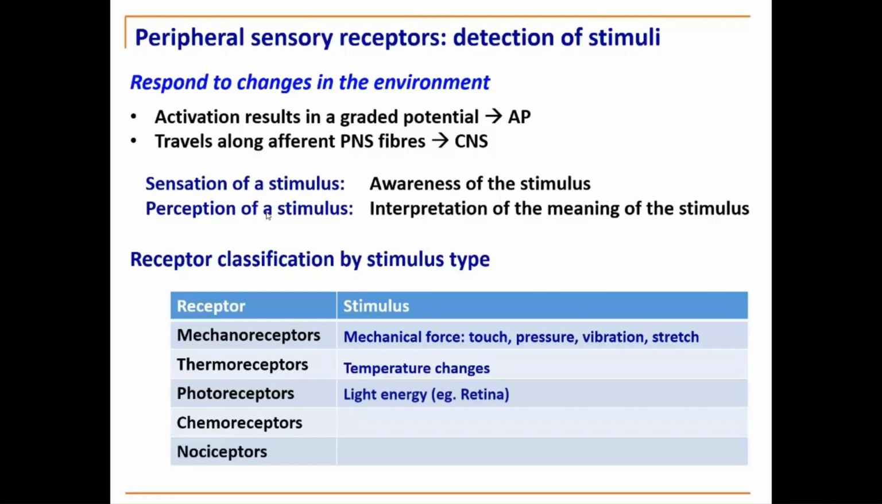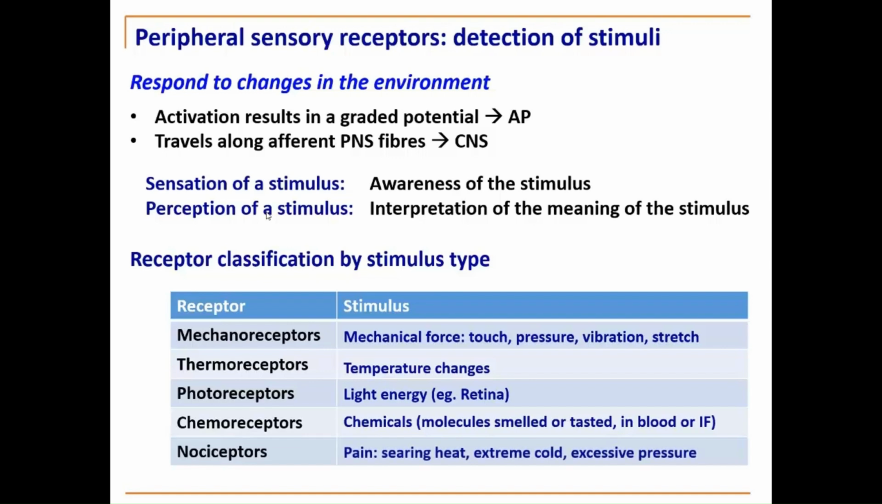We have photoreceptors, which respond to light energy, and your example there is obviously the photoreceptors within the retina. Your chemoreceptors respond to chemicals, so molecules smelled, tasted, or in the blood or interstitial fluid. When these receptors respond to chemicals, remember that the chemicals have to be dissolved in solution. If they're not dissolved in solution, your chemoreceptors can't respond. And then you have your nociceptors. They respond to pain, such as searing heat, extreme cold, and excessive pressure. They also respond to things like inflammatory chemicals. So all of these signals stimulate subtypes of thermoreceptors, mechanoreceptors, and chemical receptors or chemoreceptors.